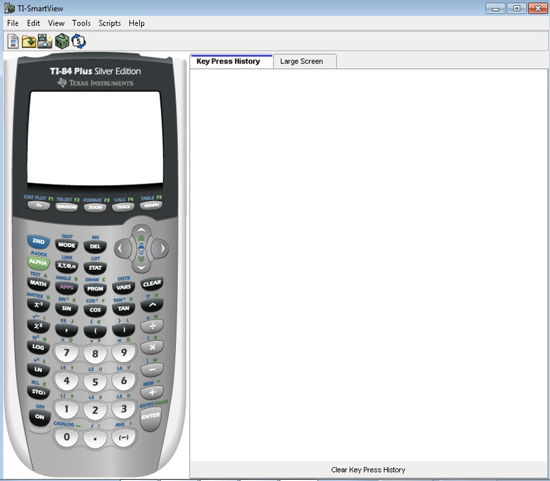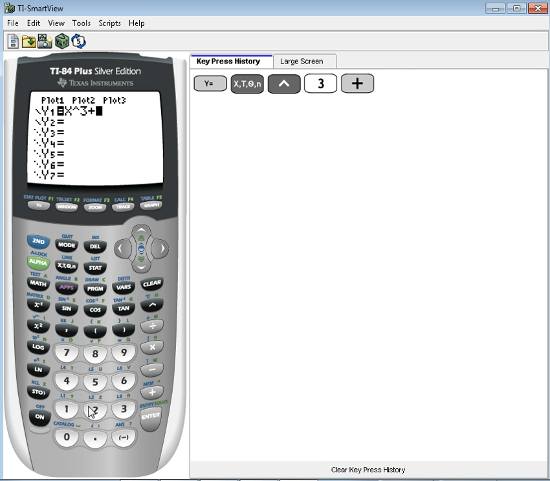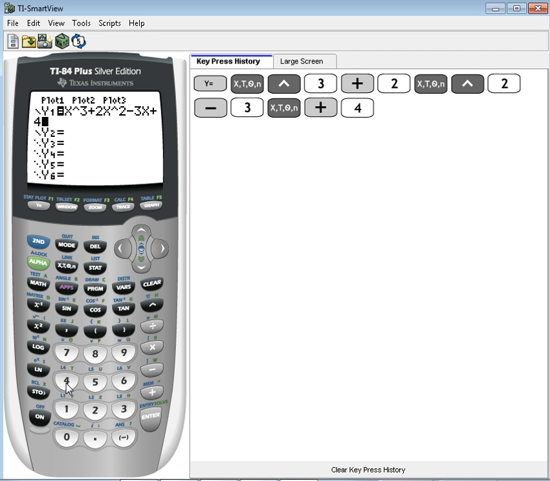We're going to find the maximum and minimum y values of x cubed plus 2x squared minus 3x plus 4. I start by pressing the y equal key and then enter the function as x cubed plus 2x squared minus 3x plus 4. And then press graph.